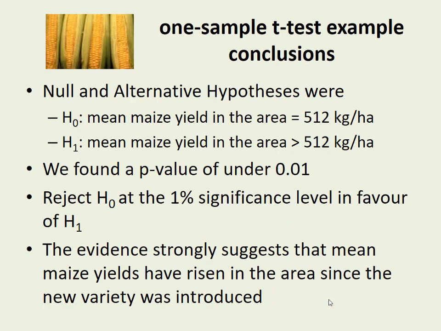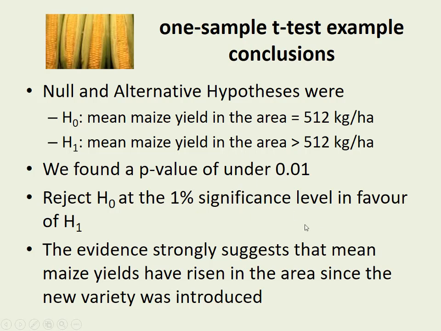So to conclude from this, those are the null and alternative. Maize yield still 5/12. Alternative is now bigger than 5/12. We found a p-value of under 0.01. So we can reject H0 at the 1% significance level in favour of H1.